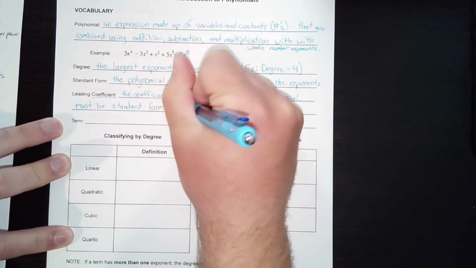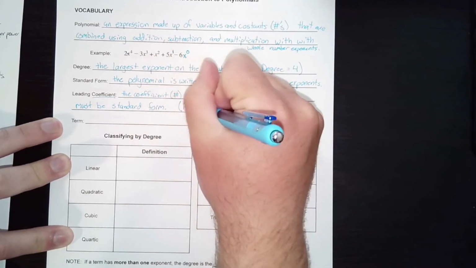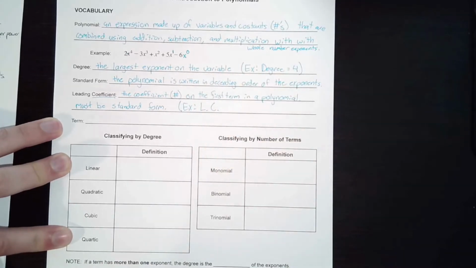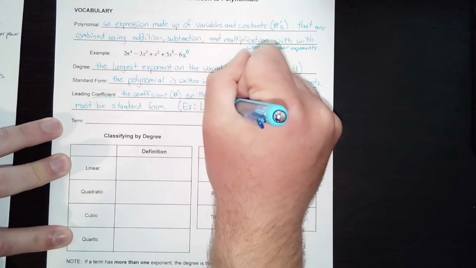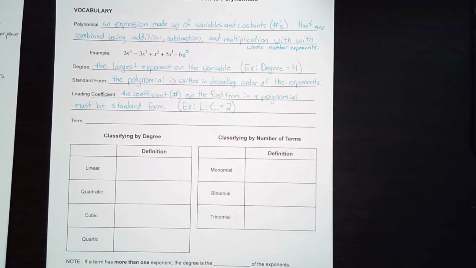Okay, so for our example, your leading coefficient, abbreviated as LC, is the number here in front of the x to the fourth term, so it is simply 2. Okay, technically you can find the leading coefficient if you're not in standard form. You just have to look for where that highest exponent is and use the coefficient on that number.